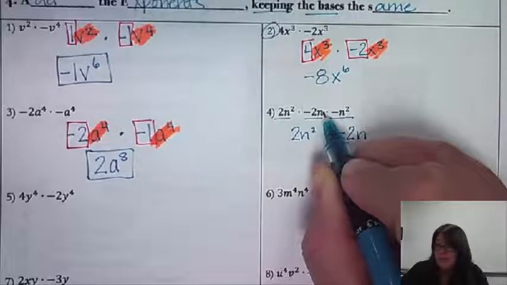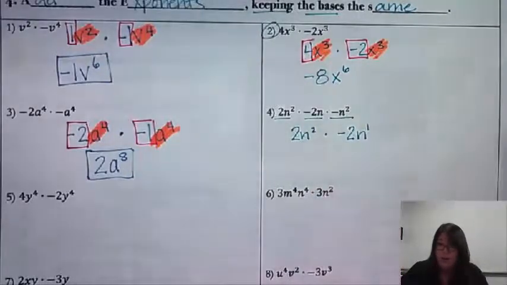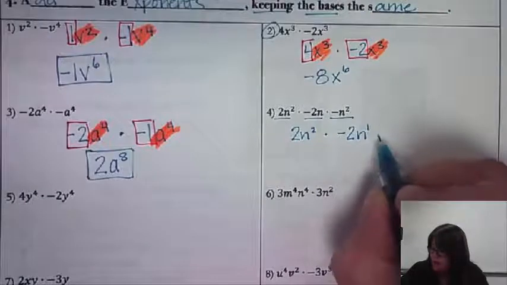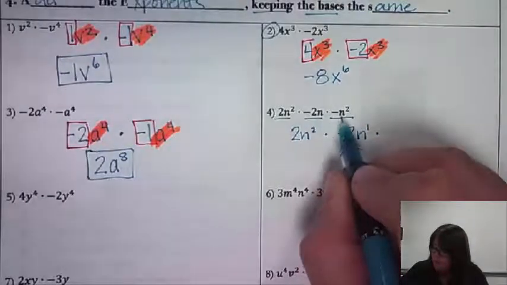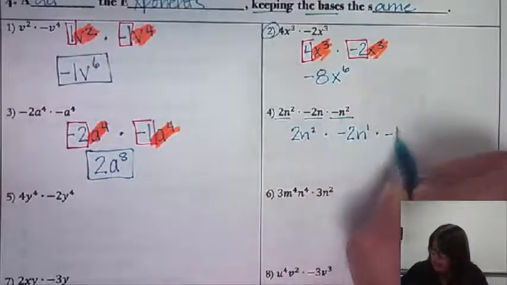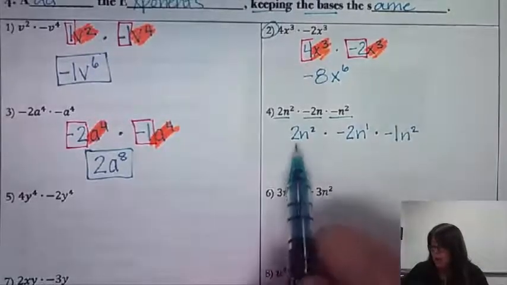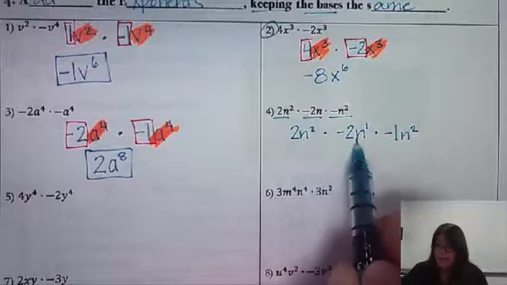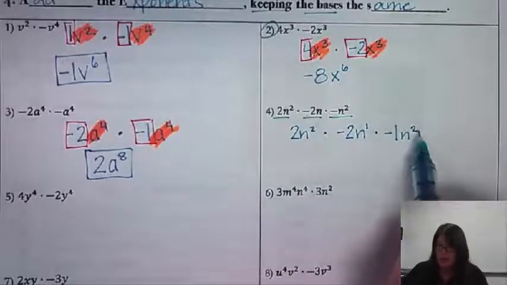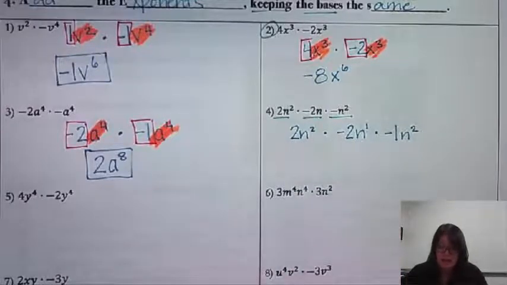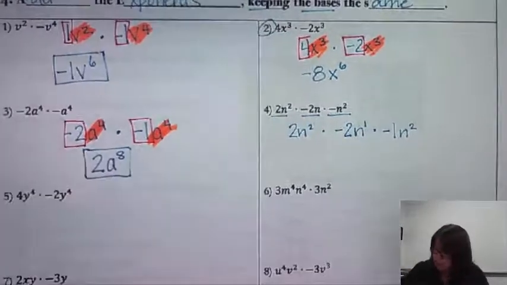No exponent is here, so I'm going to write in a 1 because we're allowed to do that. Times -n squared. Well, my coefficient is going to be -1, my base is n, my exponent is 2. So now I have coefficient, base, exponent, coefficient, base, exponent, coefficient, base, exponent. I know it's getting a little redundant, but trust me, it'll help you to keep it straight in the future.